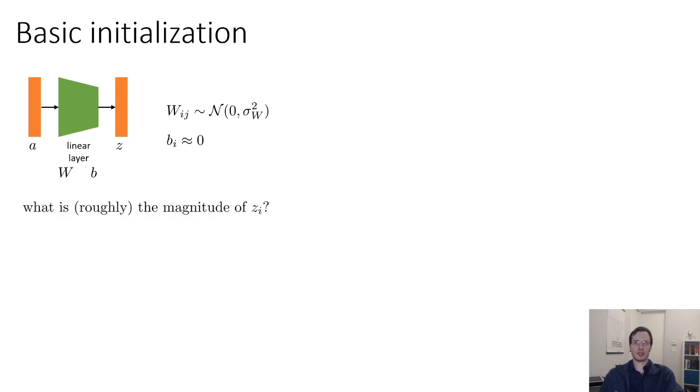So one question we could ask is, given a value of sigma_w, what is roughly the magnitude of the values we get after this linear layer? What is roughly the magnitude of the z's? Here's the formula for every entry in z. The ith entry in z, z_i, is given by a sum over j of w_ij times a_j plus b_i. This is just the formula for one of these linear layers written without matrix notation just to keep things simple. And I said that the biases will be initialized to around 0, so this term basically doesn't matter.